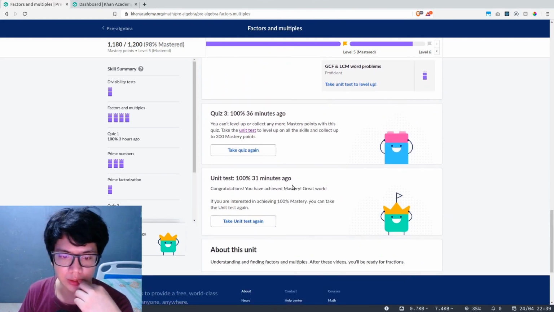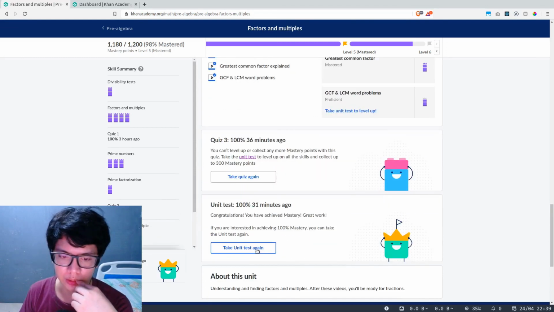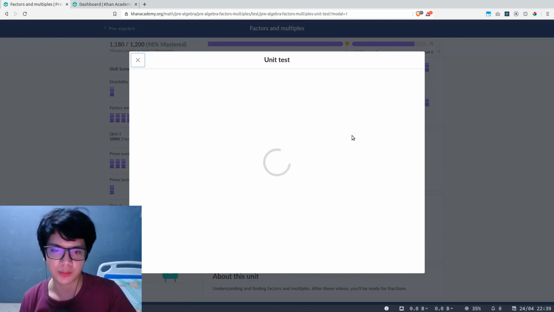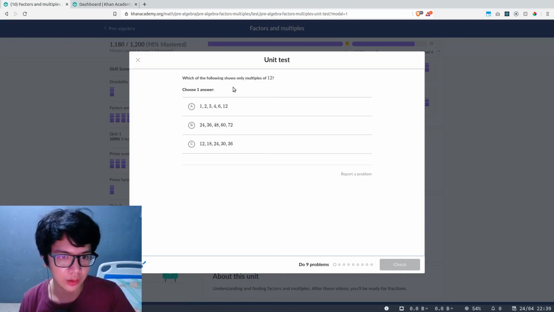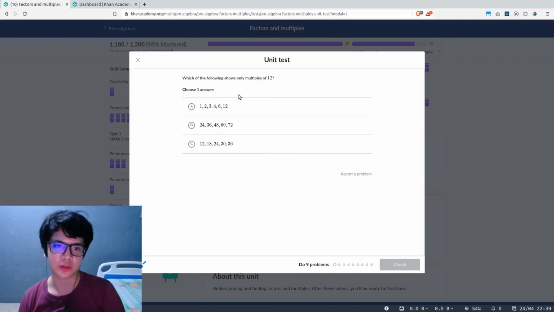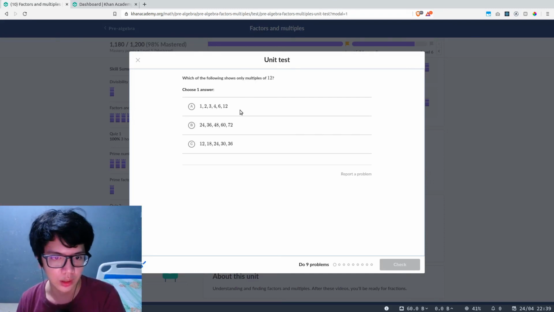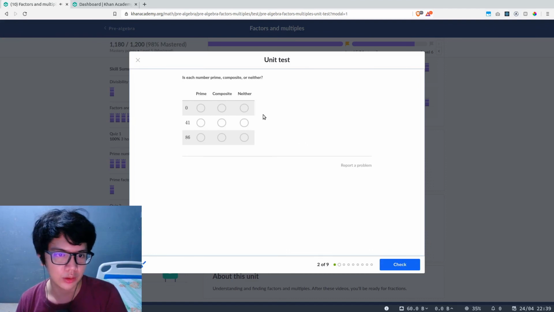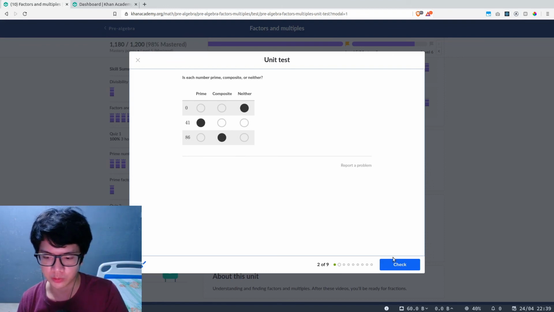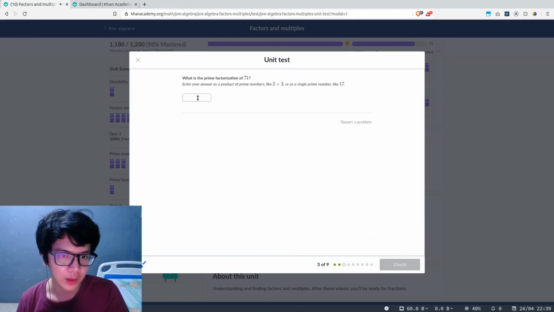Okay, I'm gonna take the unit test again. Am I supposed to take the quiz or the unit test? Take the unit test. Make the mastery again. Holy shit. Which of the following shows only multiples of 12? 12, 36. Is each a prime number or composite? This is neither. This is prime. This is composite. I'm sure this one's prime. Okay, cool. Enter answers.